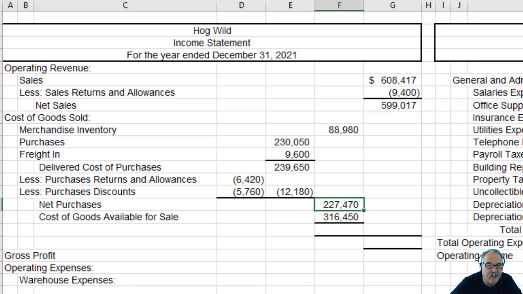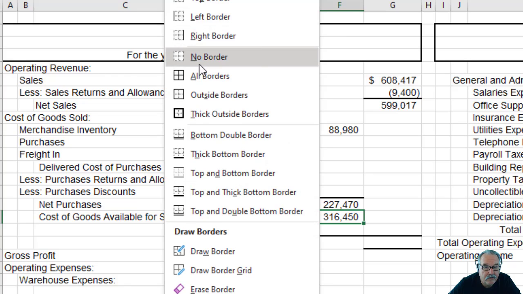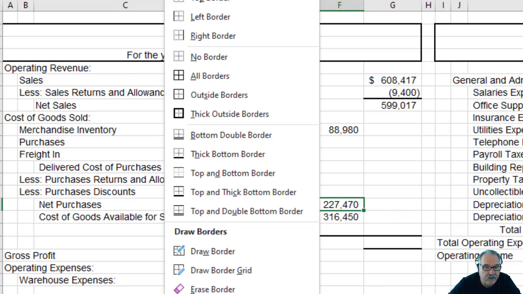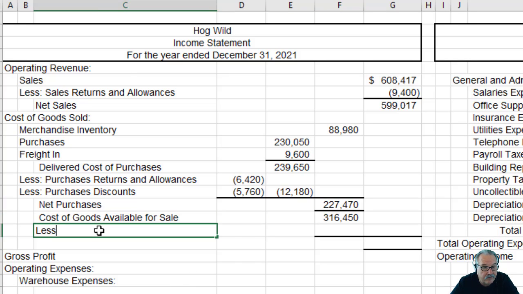We still got it. And by the way, I'm going to draw a line here because I did a math function. Okay, so I've got cost of goods available for sale. And just to fix this, because it shouldn't have a line here, and I should have a line here. So I'm going to make that look a little better. Okay, good. So now we're going to take less ending merchandise inventory.